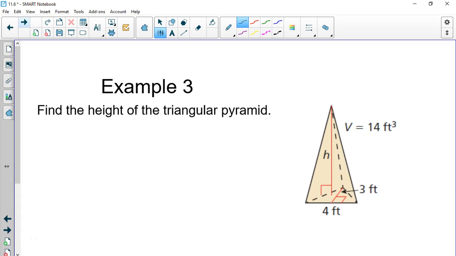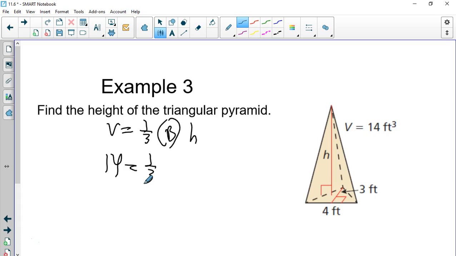Okay, example 3. Find the height. So again, we're going to be working backwards. I'm going to start by writing my formula: 1/3 area of the base times the height. What do I know? I know the volume is 14. I know my 1/3. Do I know the area of the base? Well, I have to calculate that.